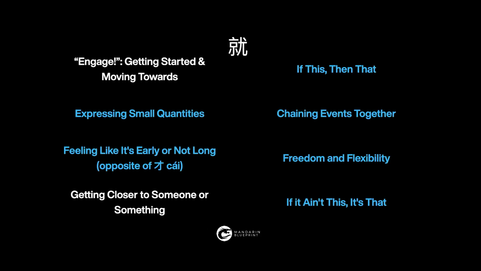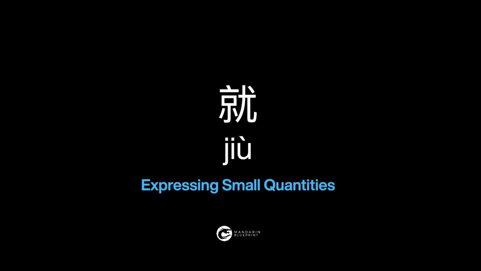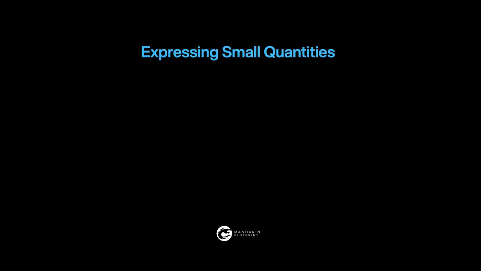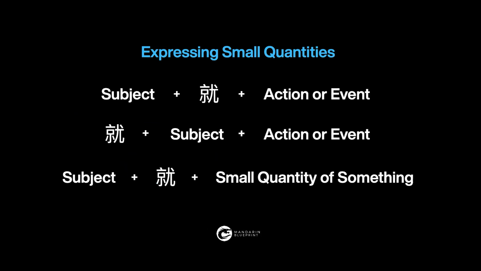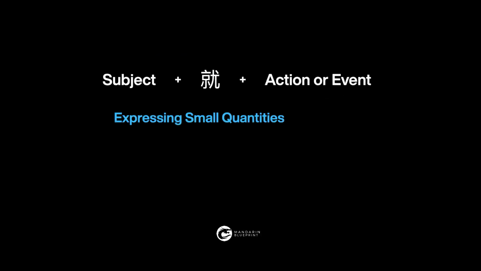What about when we have to express small quantities? Well, 就 is perfect for this type of situation. And there are a few different ways you can do it. So for example, you might have the subject plus 就 plus action or event, or you could switch it around and have 就 come before the subject, or you can have the subject 就 small quantity of something. I'll give examples for all of these.